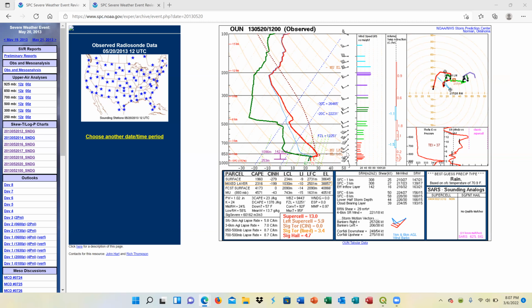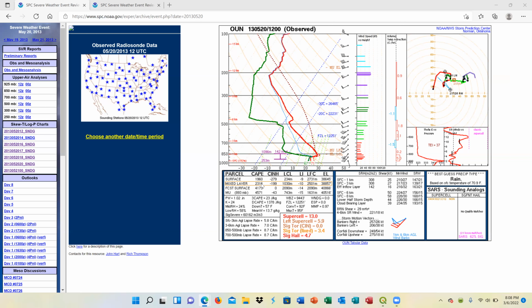Now, what you're also looking at right here off to the right is a hodograph. This is pretty much this entire wind profile you're seeing right here, where the winds vary over specific periods of the atmosphere at certain magnitudes and speed.